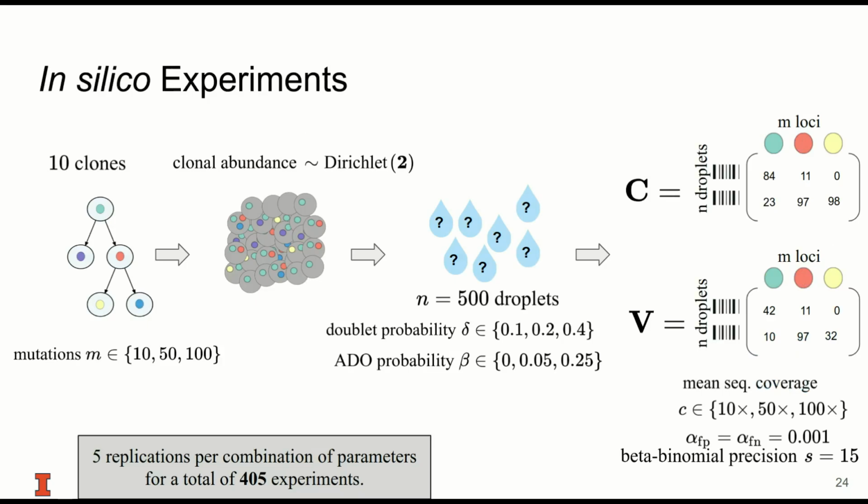So we generated 500 in silico droplets with the associated total invariant read count data by using an evolutionary model with 10 clones and varying key parameters such as the number of mutations, the doublet probability, the allelic dropout probability, as well as the sequencing coverage. So we did 5 replications for each combination of parameters for a total of 405 experiments.